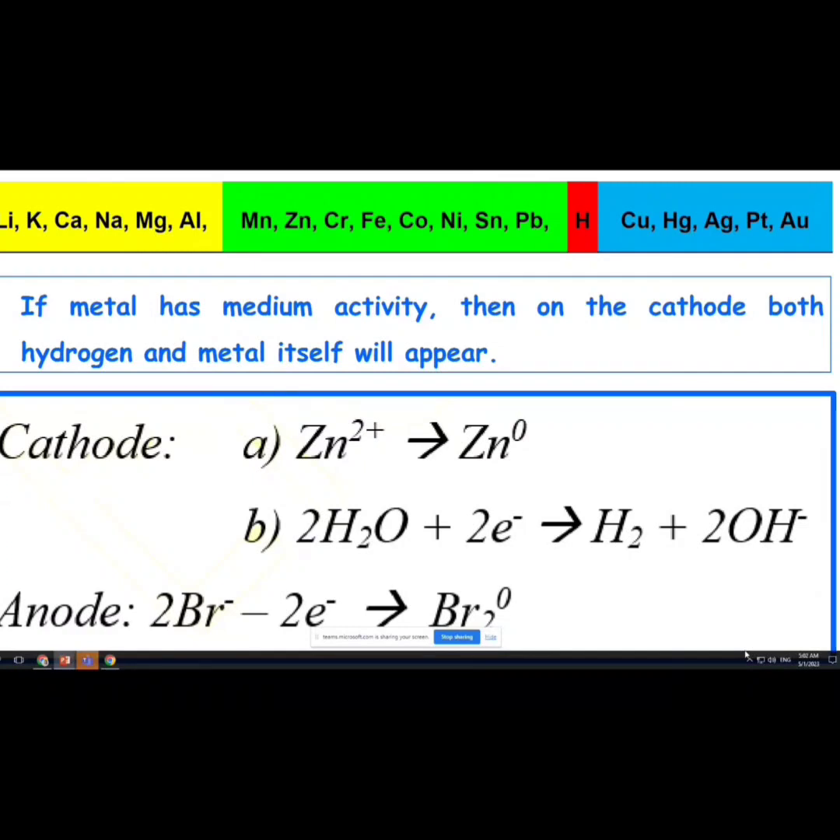Then, this zinc did not completely participate in the process. Some zinc ions still remain in the solution. Some of the zinc ions came to the cathode, but it's not very active, it has a medium activity. That's why not all of them will participate on the cathode. Some of them will remain in this form. These remaining zinc ions will join with these hydroxide ions, and we will get zinc hydroxide.